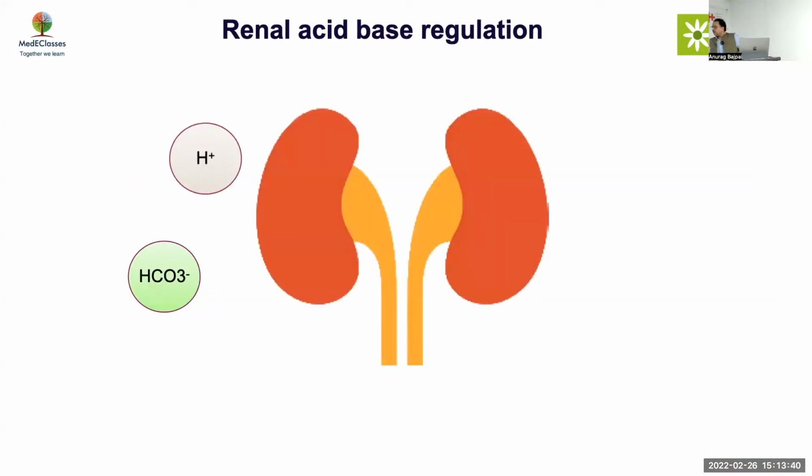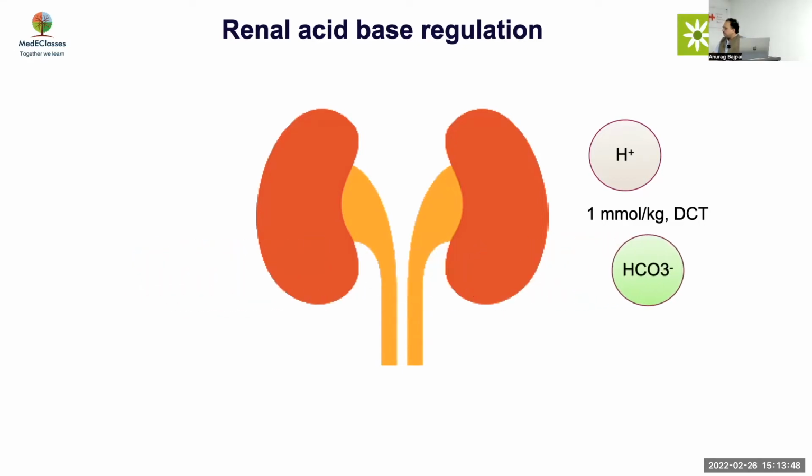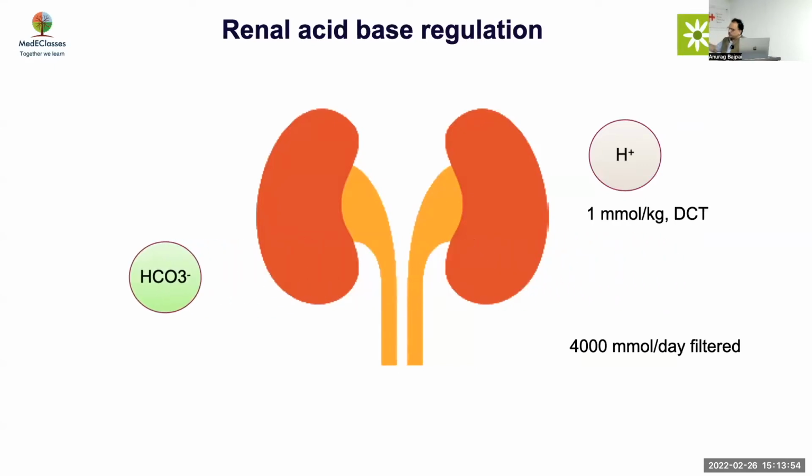Now, renal acid regulation basically is that you will be pumping out 1 millimole per kg of protons every day from the distal convoluted tubules, and bicarb is filtered in huge amounts, around 70 millimoles per kg per day, but most of it, 99%, is reabsorbed. So either you can lose more bicarb or you can gain protons. First condition, you're not able to pump out proton from the distal tubule, which is known as distal RTA. The second situation is that you're not able to resorb bicarbonate from the proximal tubule, which is the proximal RTA.